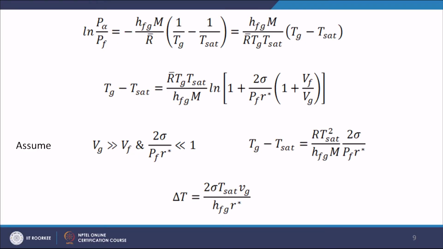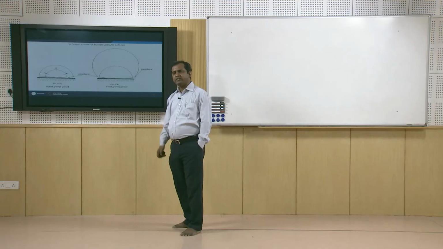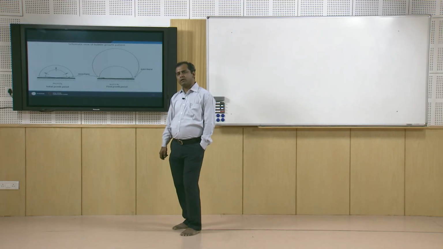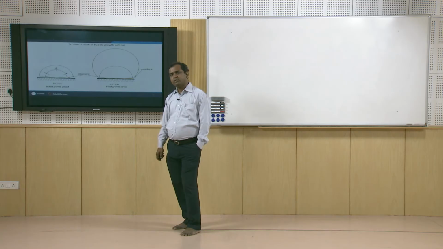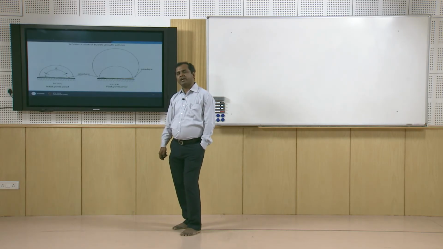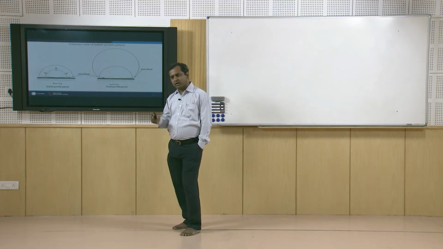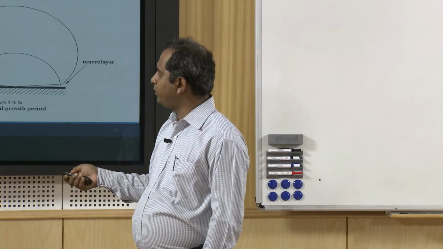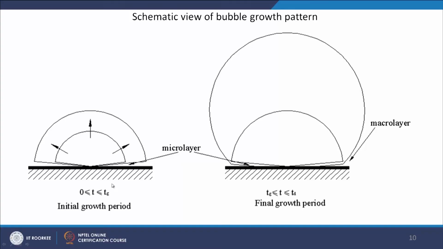Next, let us see what happens when the bubble is growing in nucleate boiling. Bubble growth in nucleate boiling can be classified into two portions dependent on time. The first portion is called the initial growth period. In the initial growth period, you will find that below the bubble we always have a thin, wedge shaped liquid layer.